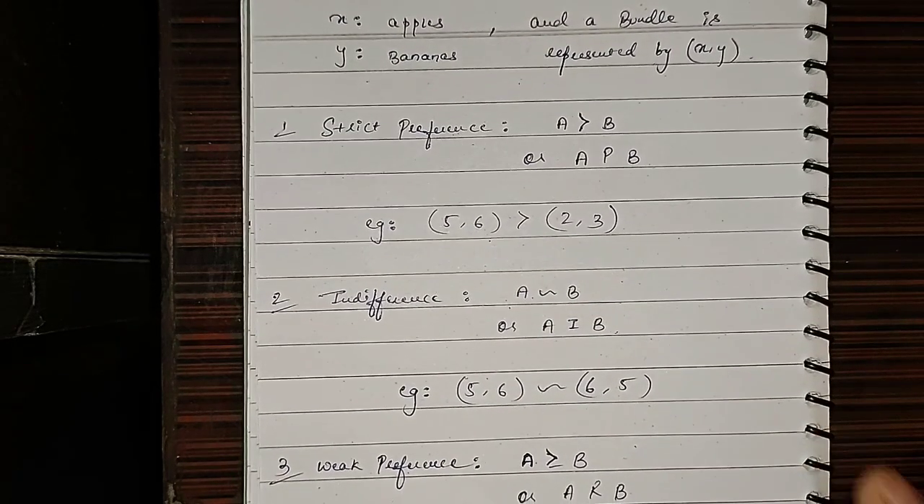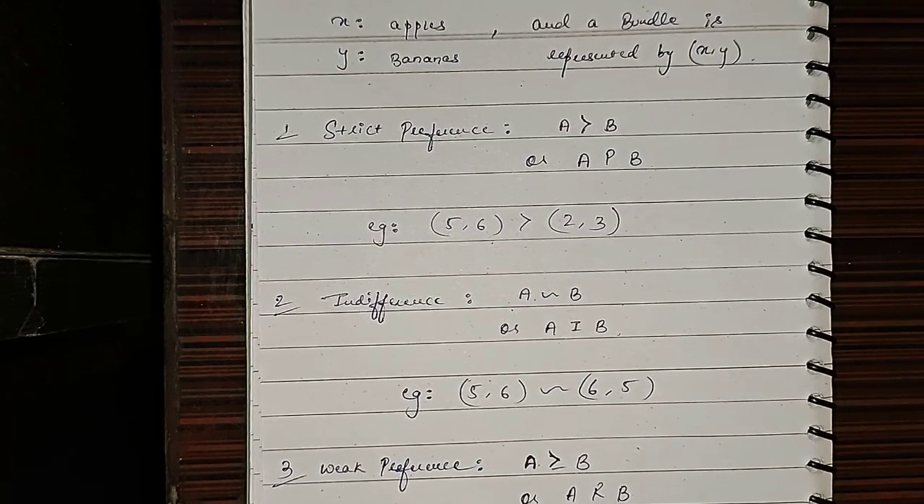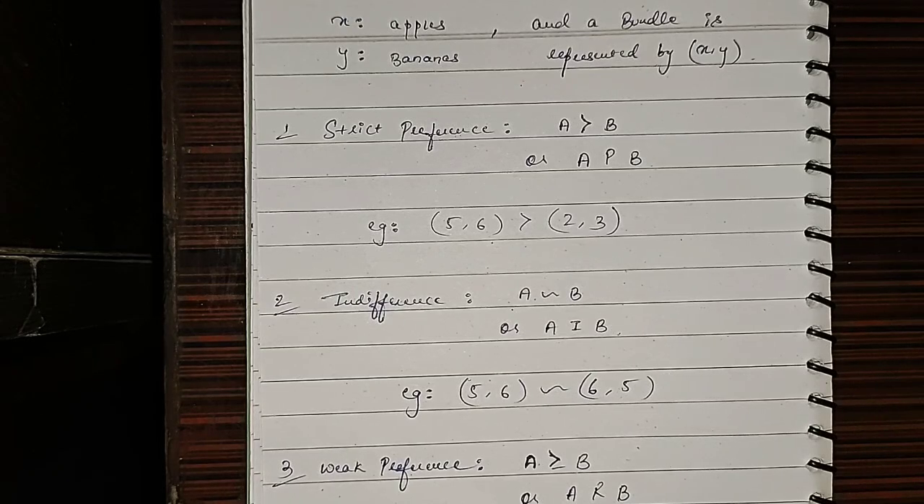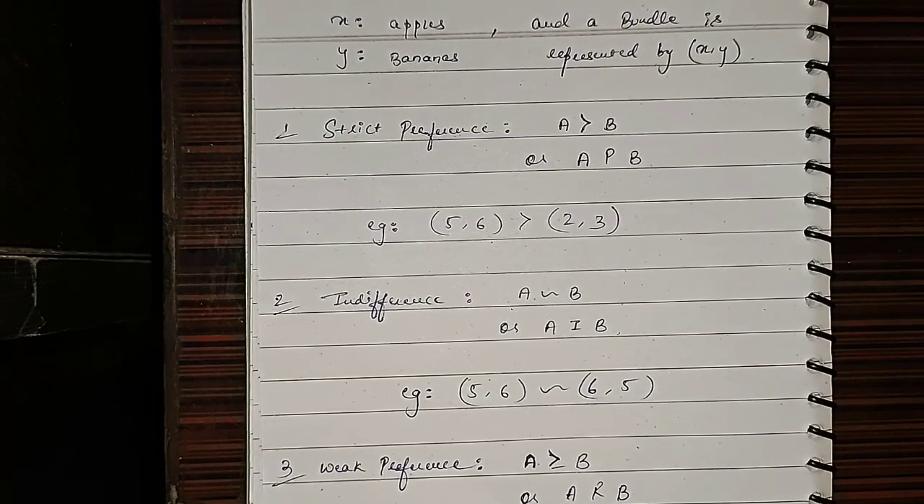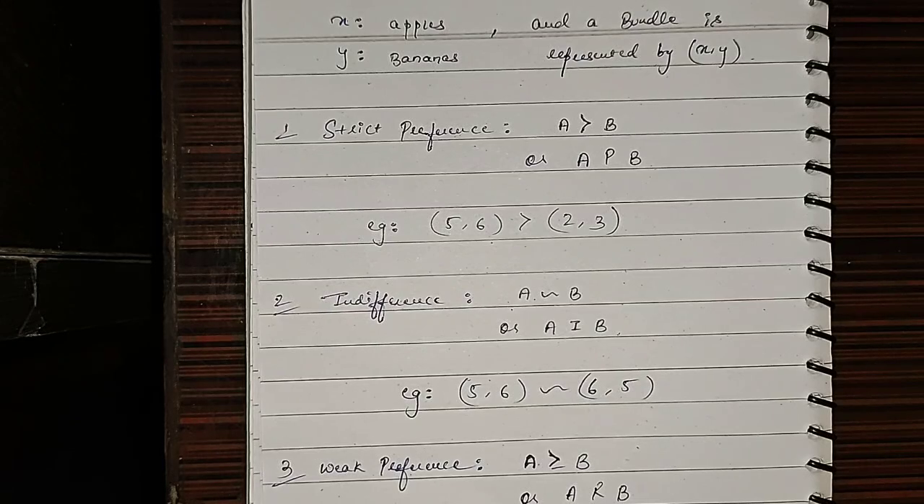Now, secondly, the second type of preference is indifference. Indifference means that a consumer is not able to choose one bundle over the other, or we can say that the consumer believes that the satisfaction he gets from, say, consuming bundle A would be the same as from the other bundle, that is B. This leads to his indecision.